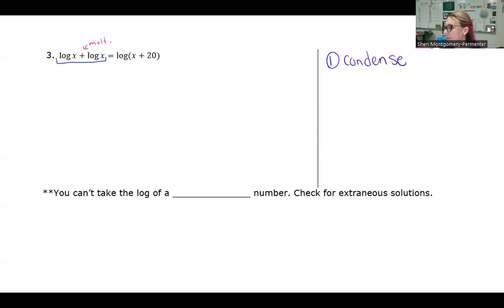I left yourself a little bit of space so that you could write these things down. First thing we are going to do is we will condense. And so what we end up getting is x times x. What is x times x?